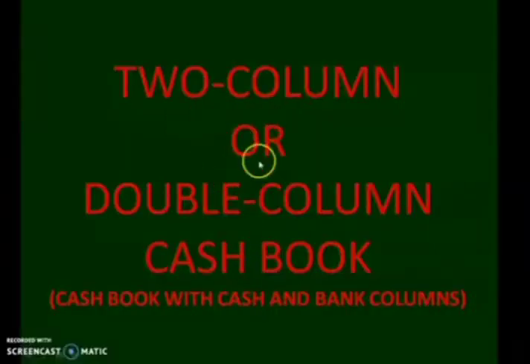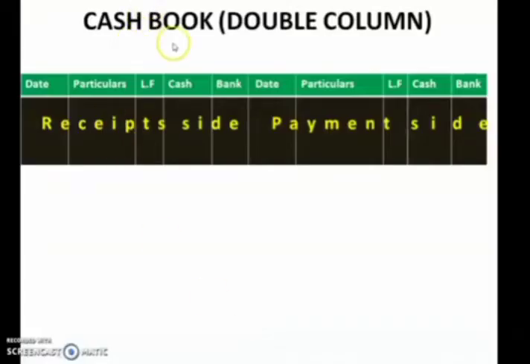So this is the way you have to show your cash book. Now, the two column or double column cash book. In single column cash book, we saw that only one column was there, that was for cash. But in double column cash book, we will have two columns, one for cash and one for bank. Let us see the format for cash book. This is the format for double column cash book.